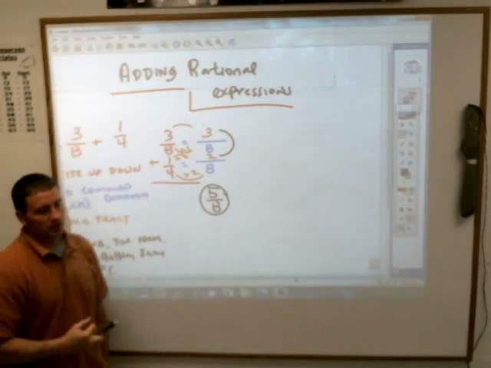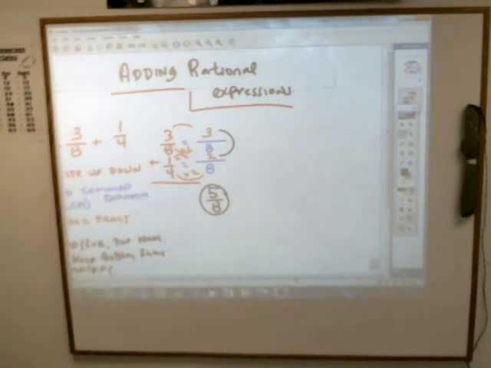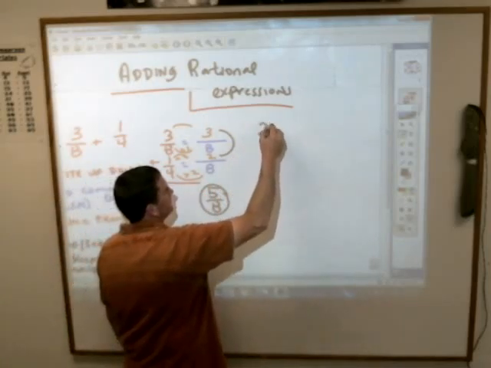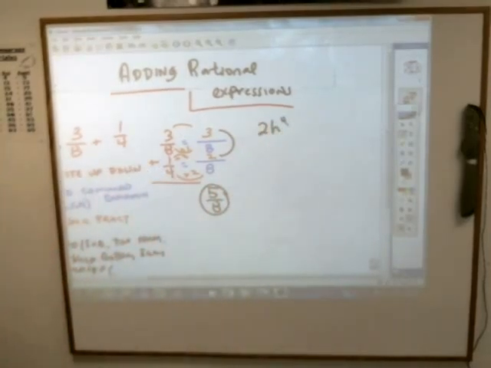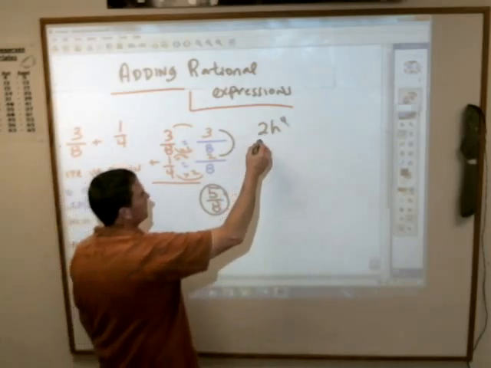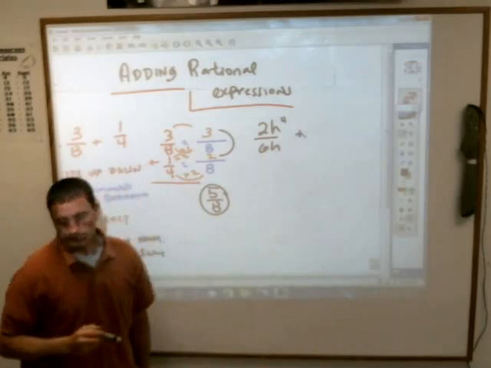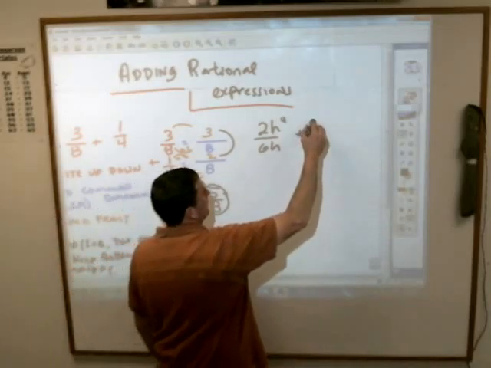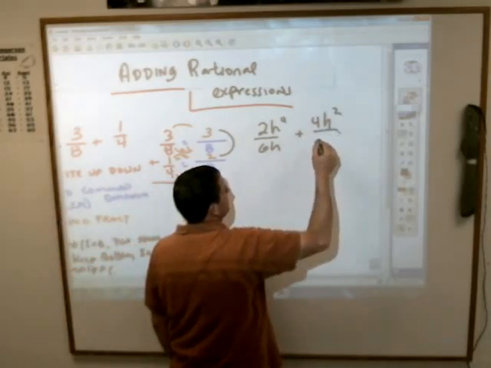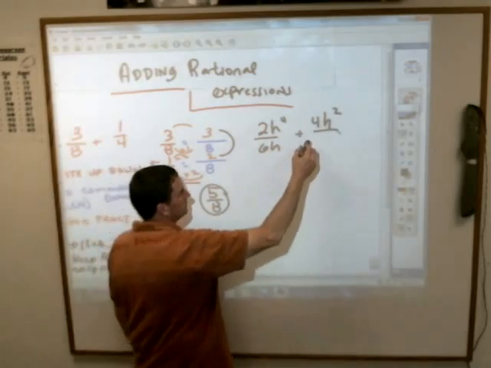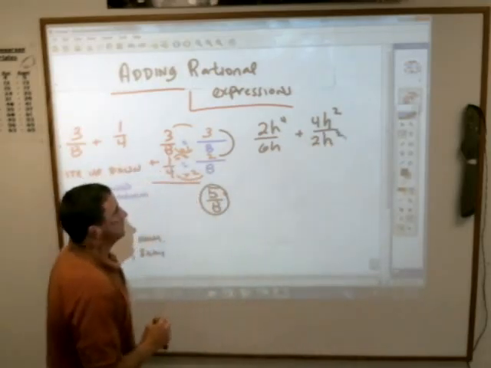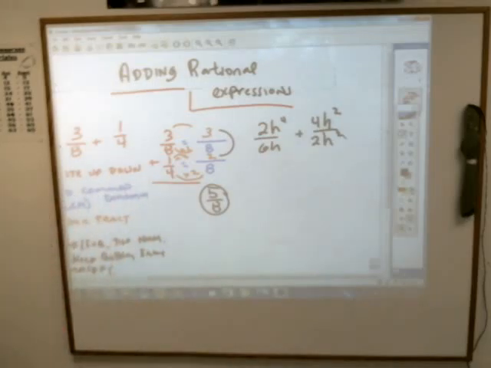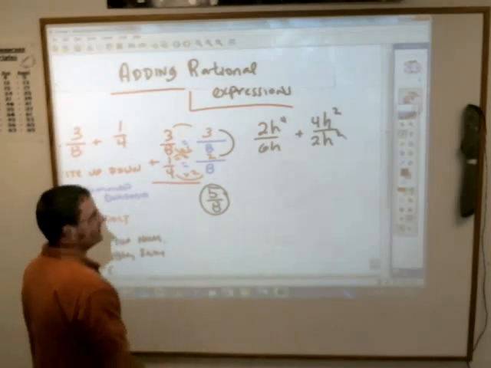Now, let's change what we're adding together and make it something that looks like this: 2h to the 4th over 6h plus 4h squared over 2h squared. Did we do this in like a math contest? I don't know if you did or not. All right, I want you to follow the same exact steps we just used.